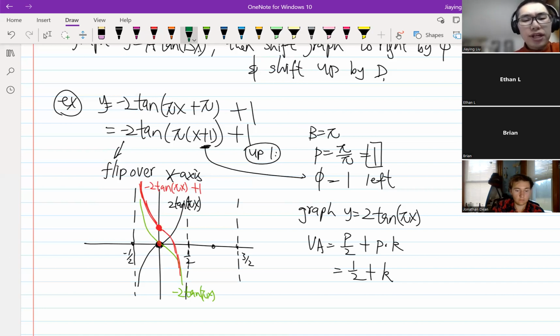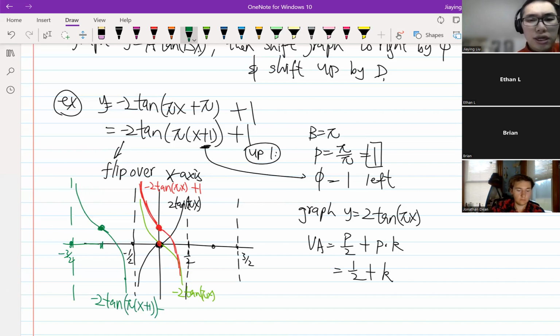So the 1/2 and the -1/2, everything shifted to the left by 1. So we basically end up, so there's a -1, -3/2. So we basically end up in this period on the left. That point shifted to the left by 1, so that ends up here. And we get this final graph. That's a -2 tangent pi x plus 1, and then plus 1. So that's the original function that we need to graph.